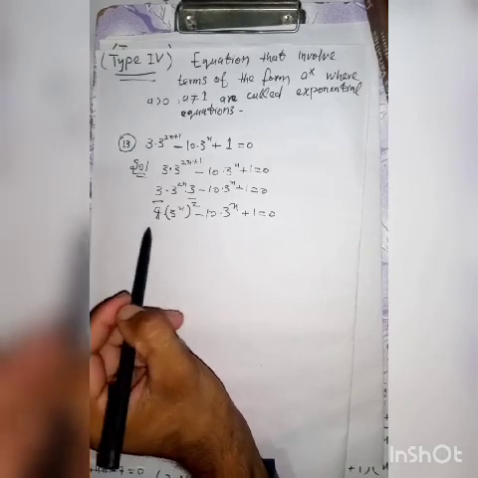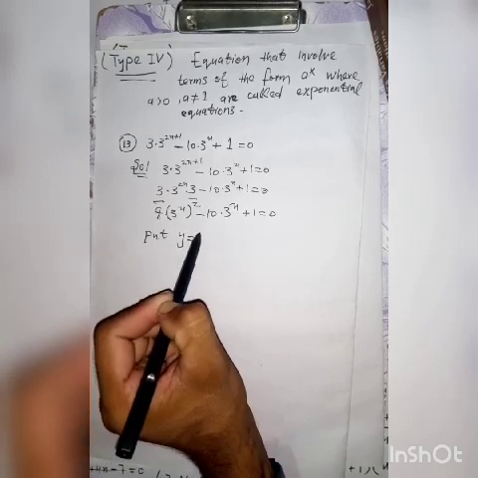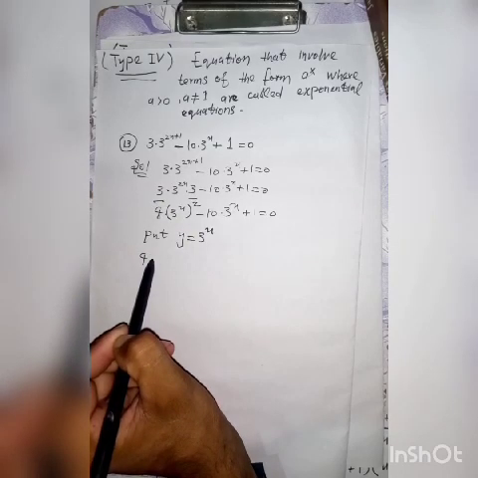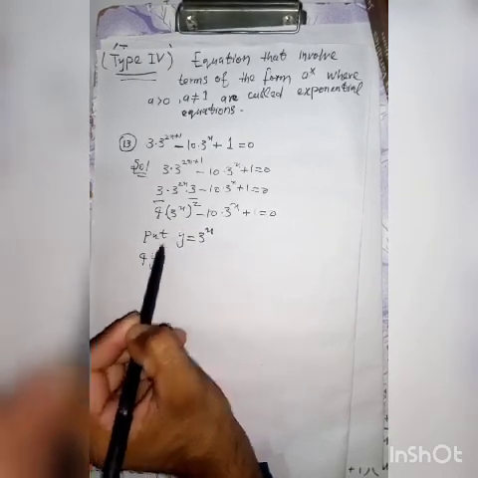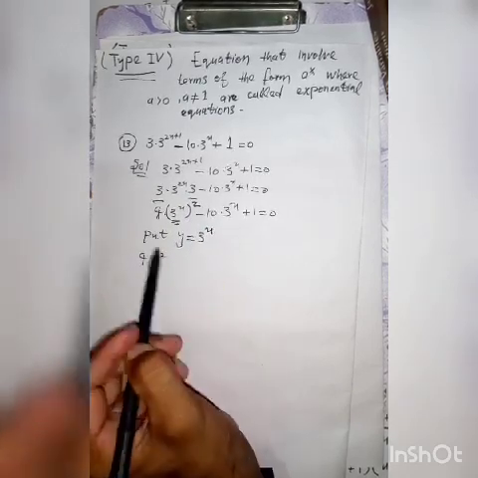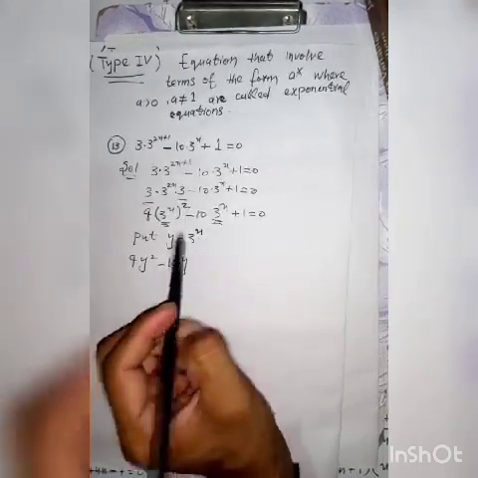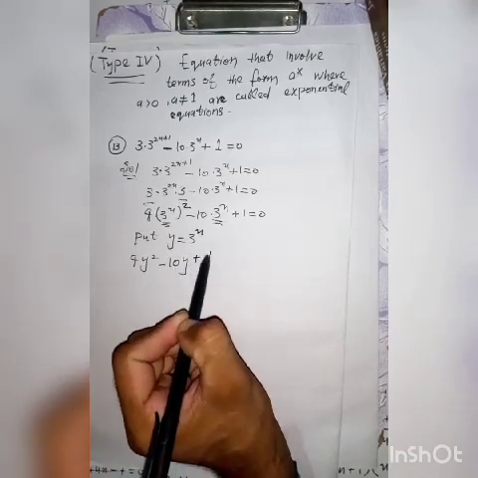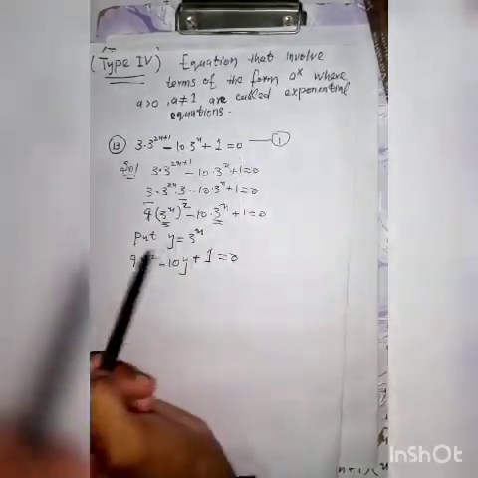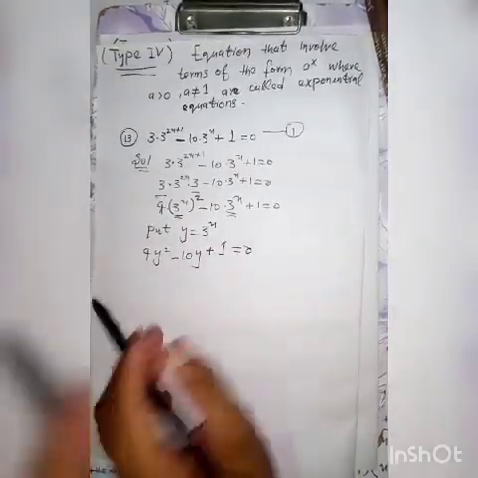Here we will substitute, we will put y is equal to 3^x, so we get 9y squared minus 10y plus 1. If we substitute y here, we get a quadratic equation. First it was not a quadratic equation, but if we do substitution, we get a quadratic equation. Now we will solve for y.